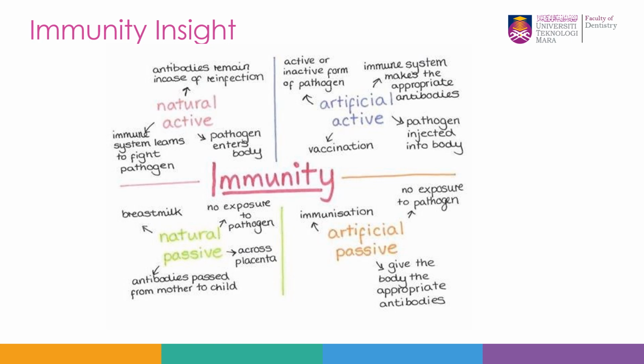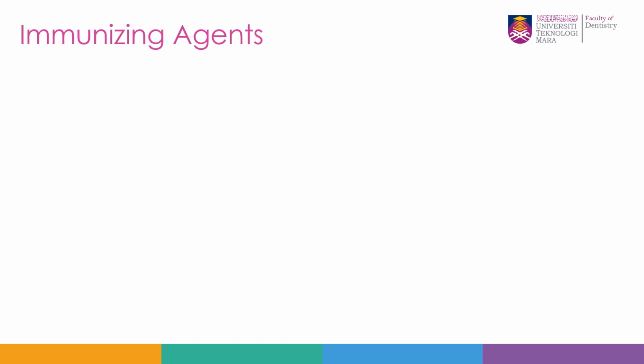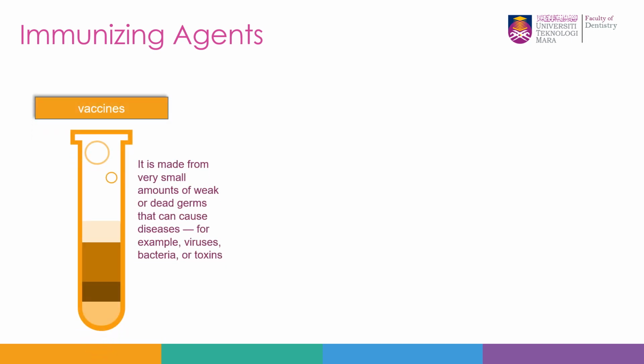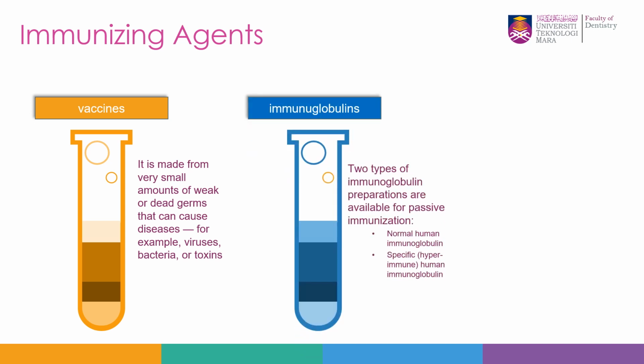So looking at the immunity itself, you can probably read this later. Just a little bit of a diagram. All right, so let's look at the immunizing agents. The first one is vaccines, which is quite popular everywhere. It is made from very small amounts of weak or dead germs, viruses or bacteria that can cause diseases. Also toxins sometimes.